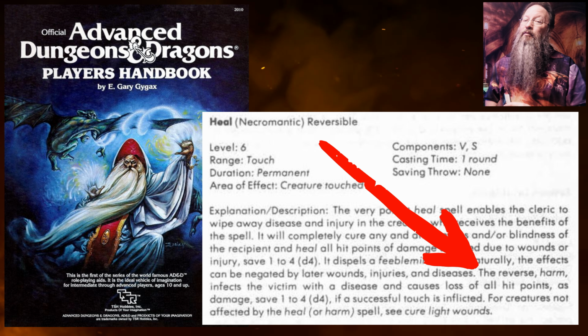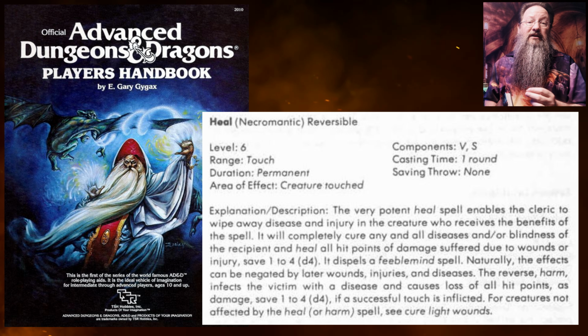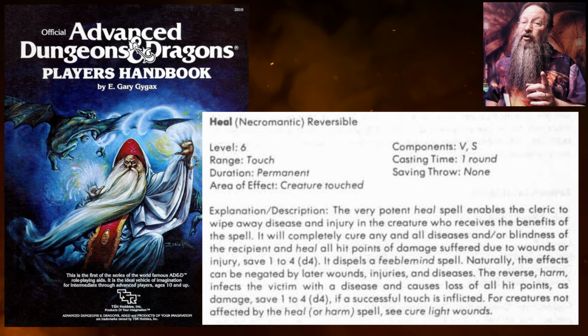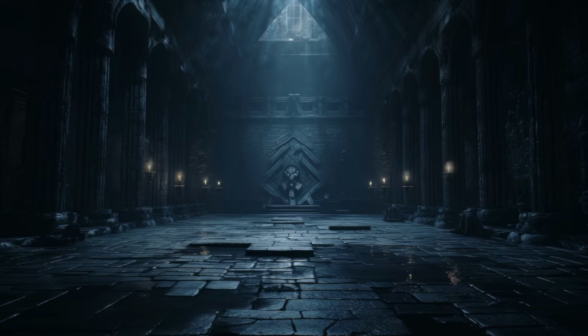But this is where Harm comes in. Because the Heal spell is reversible, Harm is its opposite. This means that you could inflict your target with a disease, but you could also cause a massive loss of hit points, leaving the target with just 1d4 of them.